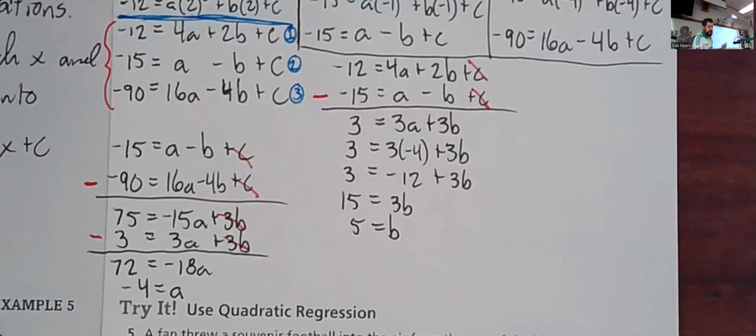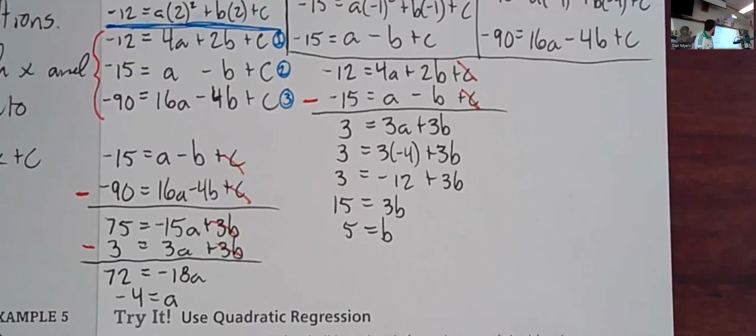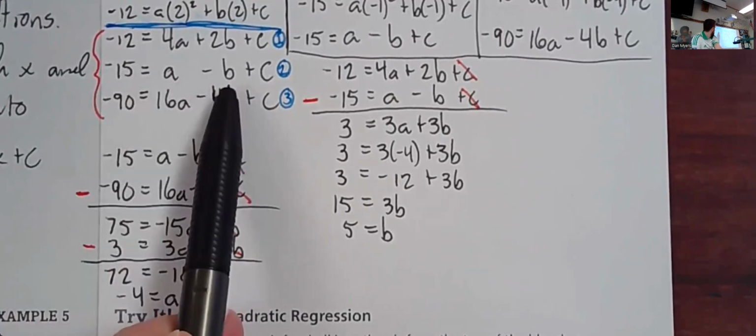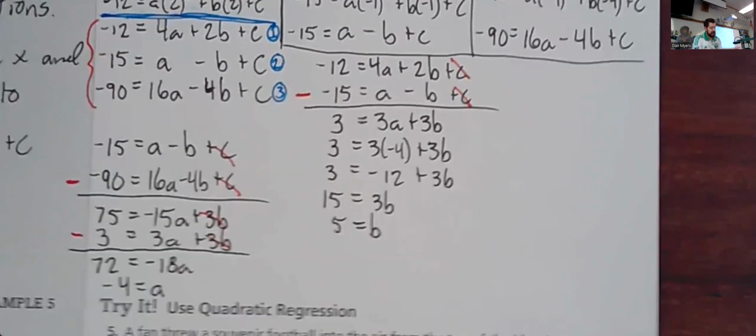Yeah, plug into one of the 3 original equations. Now, which of those 3 equations looks like it's going to be easiest to figure out C? Probably the second one, yeah, because there's no coefficients in front of A or B. So let's use this second equation to solve for C. So I'm just going to do that over here.